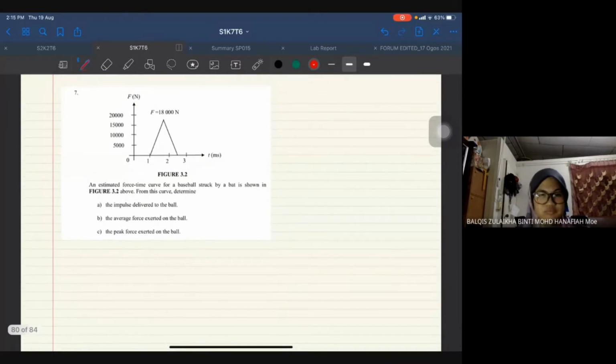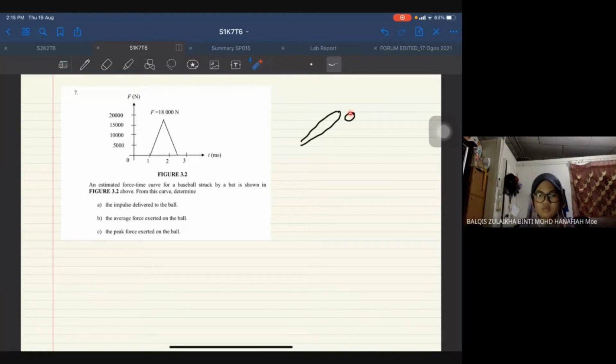Okay, question number 7. An estimated force-time curve for a baseball struck by a bat is shown in the figure. Okay, so you can imagine the story like this. Let's say you have a bat, and you want to hit this ball. So this ball initially is not touching the bat. So this is the bat. Okay, this is the ball, obviously. So before 1 second, the ball and the bat do not touch each other. So there's no force.